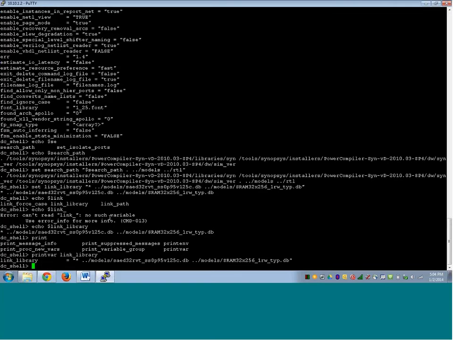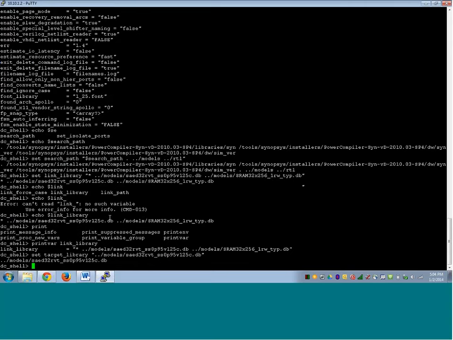Now target library is a set of libraries which can be used by DC to map your design. Please, it's very important to understand the difference between target and link. Link is a superset. It contains all the libraries. Target contains only those libraries that DC should use for mapping.